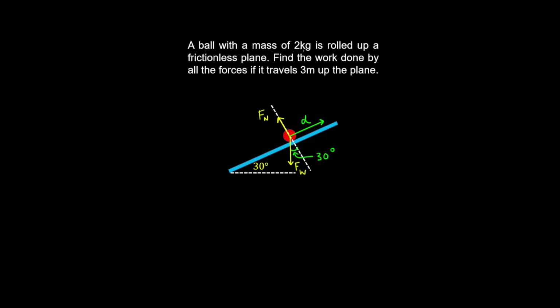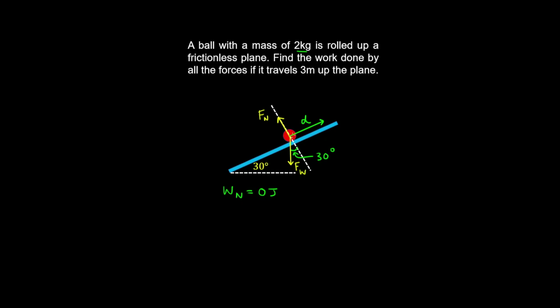A ball with a mass of 2 kilos is rolled up a frictionless plane, and we're asked to find the work done by all forces if it travels 3 meters up the plane. So I've drawn in the force of weight and the normal force, and the work done by the normal force is 0 joules because it's always perpendicular to the displacement vector.